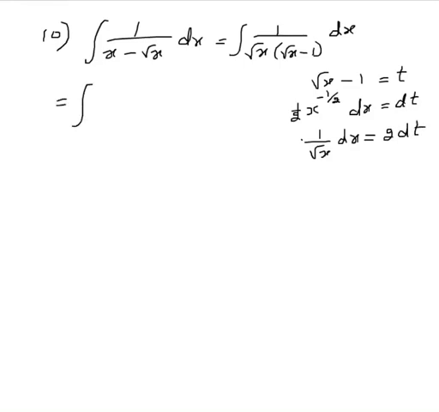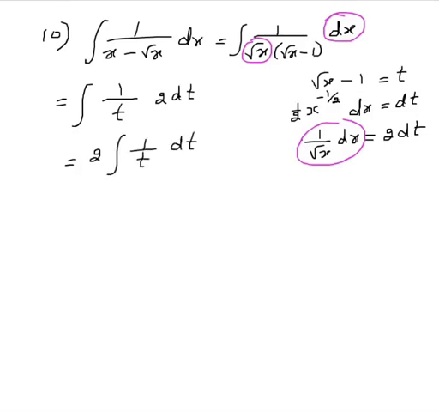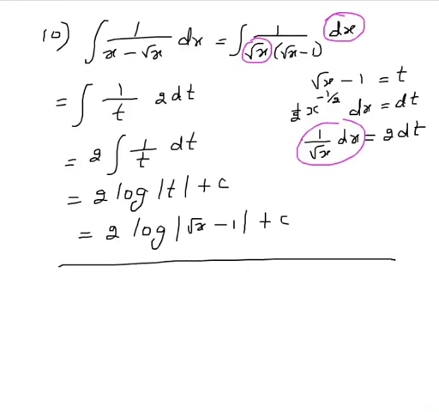Now let's substitute. We have dx by root x, which is 2 dt, and this is 1 by t. 2 is a constant. Take it outside the integral. And now integrate. Integral of 1 by t is log of absolute value of t, and substitute for t. The answer is 2 times log of |√x − 1| plus c.